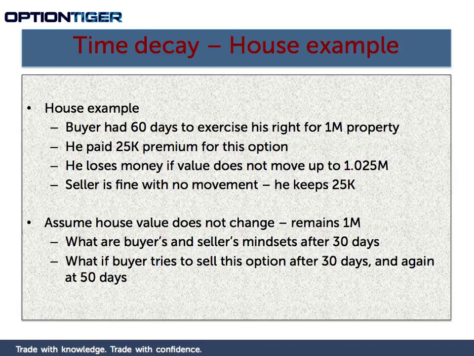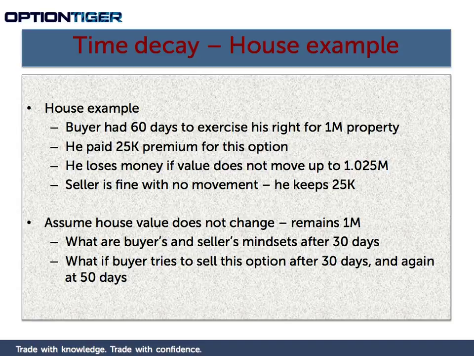And so the value has not changed. And so he knows that he has only 30 days more for the price of the house to increase in value. And if that doesn't happen, then basically time is running out on the buyer. So this is what we mean by saying time decay is an option buyer's enemy.